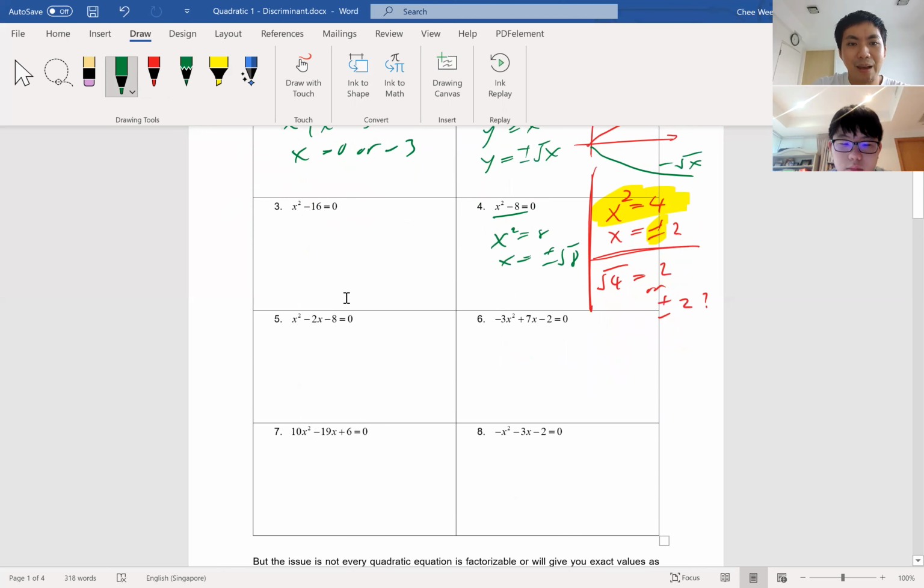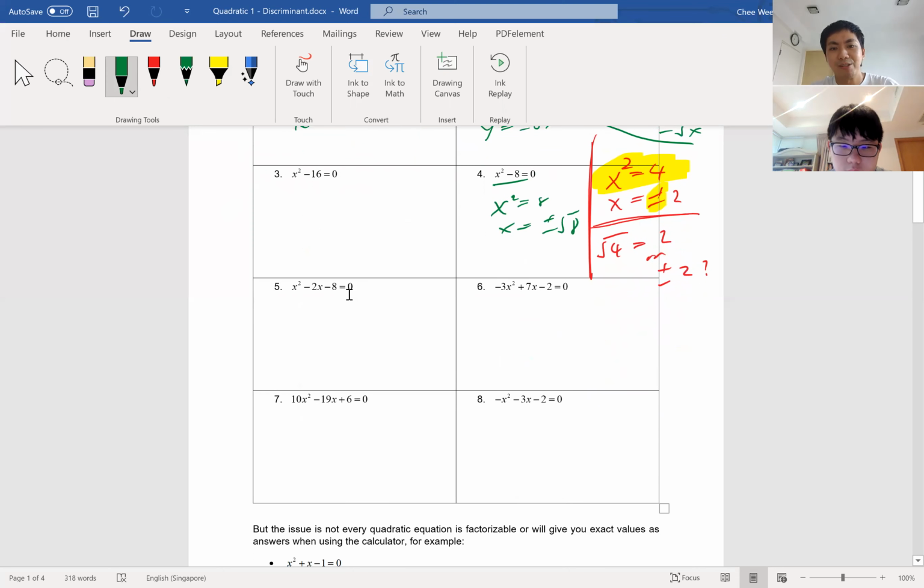So then you have something more intensive in terms of questions 5 onwards. I just want to check, how do you usually present your work for factorization? Would it be something like this, or is it this method?